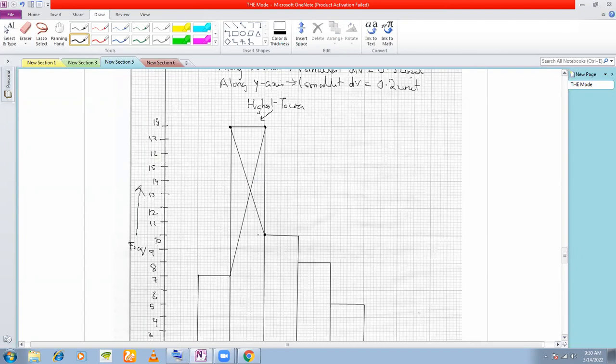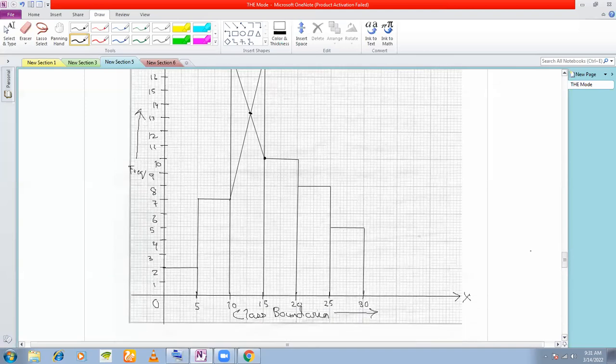I have joined it to the right hand side point of the tower, and the right hand side point of the highest tower, I have joined it to the left hand tower, right? And I'm getting a point of intersection here, this point. So this point will actually give me my mode.